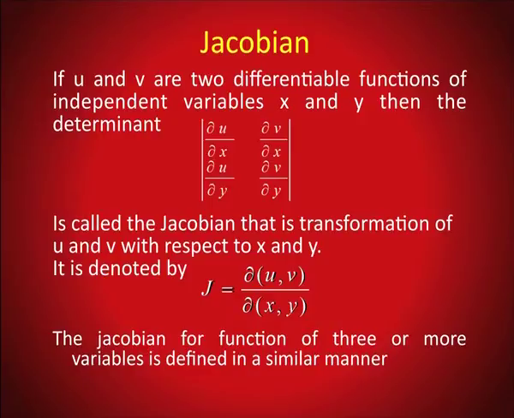The Jacobian for a function of 3 or more variables is defined in a similar manner. If we have 3 variables u, v and w associated with x, y and z, it is a 3 by 3 determinant having 9 partial derivatives.